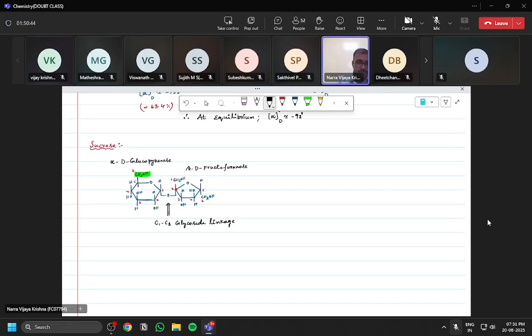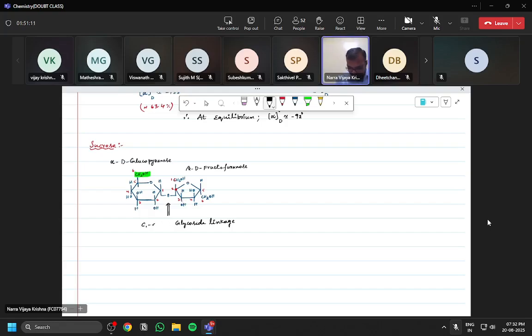Any questions? As both are on the same side, I call it an alpha glycosidic linkage. If one is below and one is above, then I call it a beta glycosidic linkage. So I call this an alpha glycosidic linkage. Any questions? Okay.